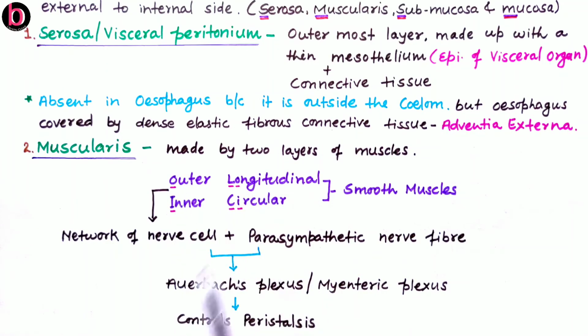In between the outer longitudinal and inner circular layers, there is a network of nerve cells plus parasympathetic nerve fibers. Both this network of nerve cells and parasympathetic nerve fibers form Auerbach's plexus or mesenteric plexus, which is for control of the alimentary canal's peristalsis.